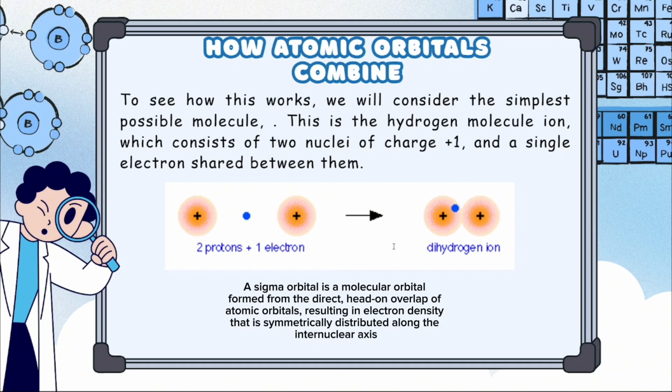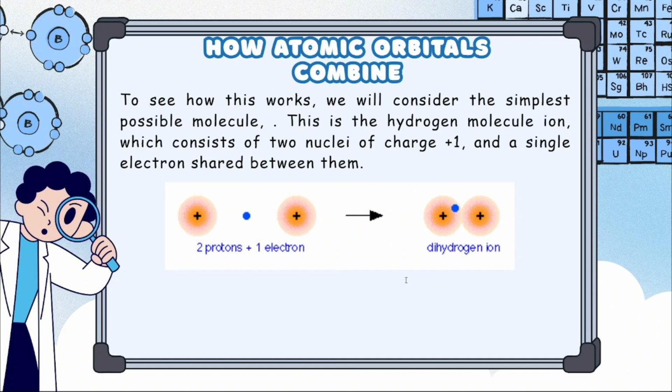What is a sigma orbital? The bonding orbital formed is symmetrical around the line connecting the two nuclei. Because of this symmetry, this is called a sigma orbital, the simplest type of molecular orbital.